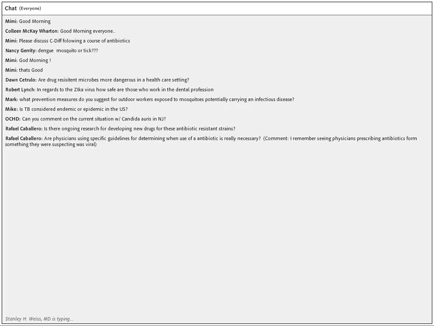Are physicians using specific guidelines for determining when an antibiotic is really necessary? I remember seeing physicians prescribing antibiotics for something they suspected was viral. I can only say anecdotally that yes. I myself have gone to the doctor and they think it's a virus, and they tell you straight out that they're not going to give you antibiotics. I have also seen the opposite, where somebody gives antibiotics just because they think it might help. I do think more physicians are becoming much more cognizant of this issue and giving out antibiotics when something calls for it. But again, I'm not an MD, so I can't really speak to all of the details.